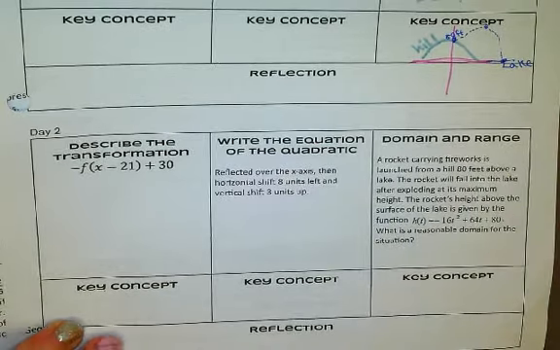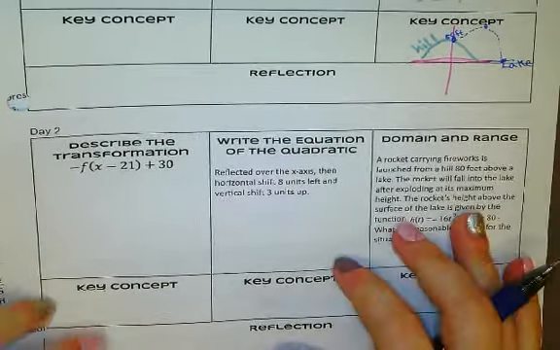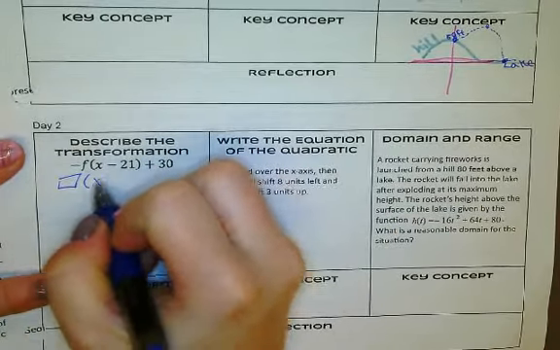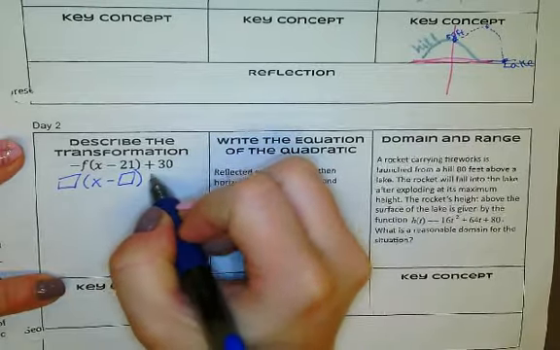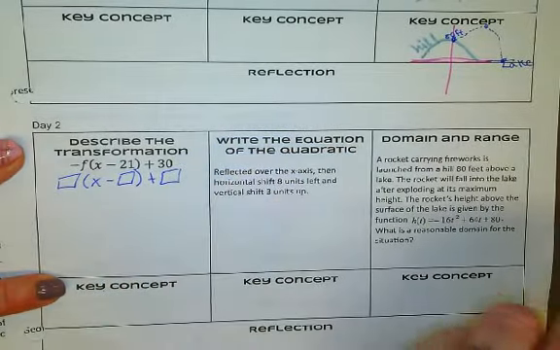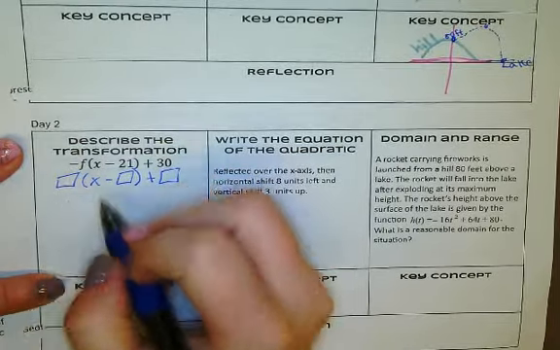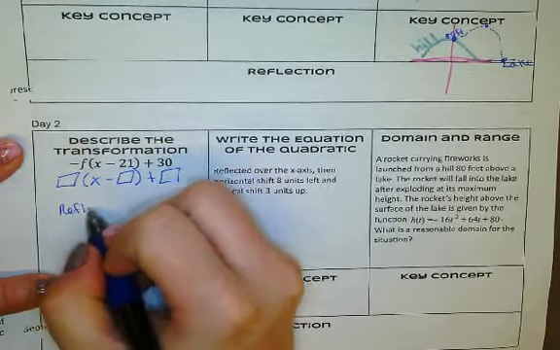Math review, day 2. So the first one, you're describing the transformation. It's important to remember that A is in front, H is with the X, and K is here at the end. So if you have a negative A value, this is going to cause a reflection.